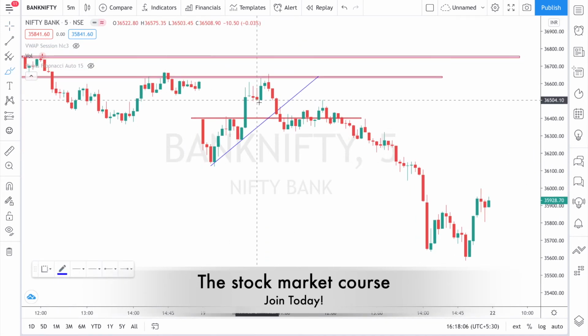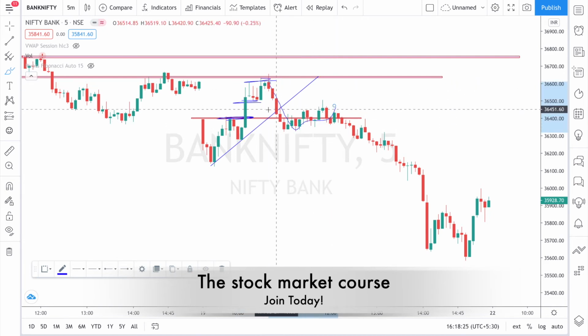A lot of people would have gone long somewhere around here, because they couldn't capture this entry point. So they would have entered somewhere over here. At this point they would have been at a small profit in options, so they would have waited, averaged it, and overall ended up booking a loss.